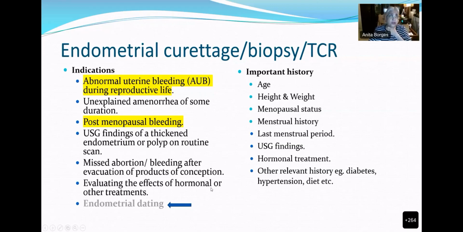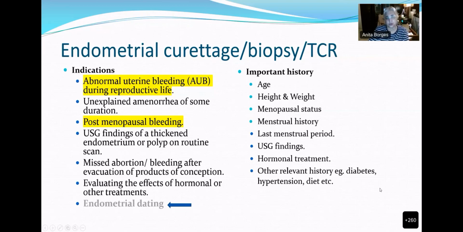Evaluating the effects of hormonal or other treatments, say a patient is being progestationalized by giving external progesterone, then you may want to know whether that endometrium has reverted from an unopposed estrogen type of endometrium. Then maybe you will do some kind of endometrial sampling with a Pipelle. That means it's an office procedure, to see whether or not that endometrium has become iatrogenically progestationalized. You do not do this for endometrial dating.